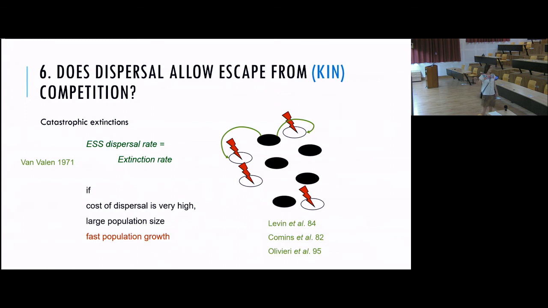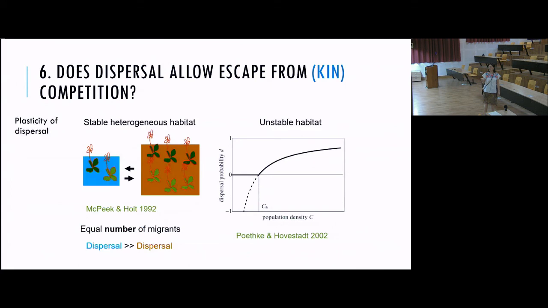But this is the same explanation. Here in these models, dispersal is selected for because it allows you to move from a crowded, fully occupied patch to a patch that is empty with a lot of resources. So those models assumed constant fixed dispersal rates, not informed by anything.